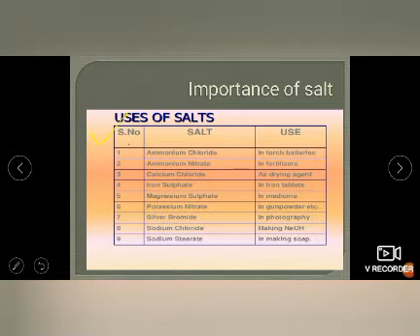Now before starting the chemical formulas and the rest of the things about salt, let's understand the importance of salt. Basically ammonium chloride is used in torch battery. This is very important to learn. Ammonium nitrate is used in fertilizer. Calcium chloride is used as a drying agent. Iron sulfate is used as iron tablet. Magnesium sulfate is used in medicines. Potassium nitrate is used in gunpowder. Silver bromide is used in photography.